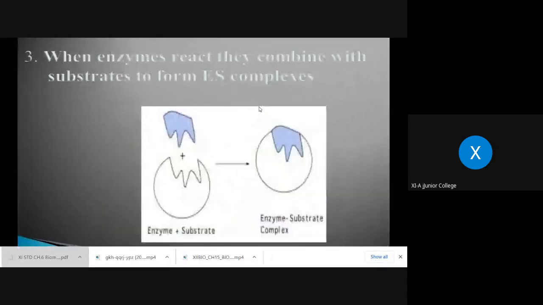Now the next is when enzymes react, they combine with substrate to form ES complexes. Already I showed you in the previous diagrams. So suppose this is the substrate and this is the enzyme and this is the active site of the enzyme. So you can see this is the enzyme substrate complex. In this way it reacts.